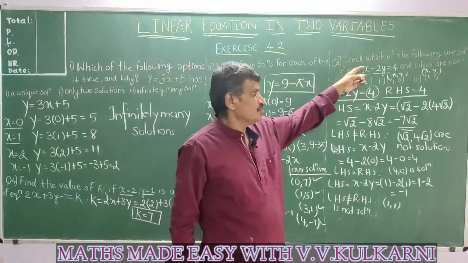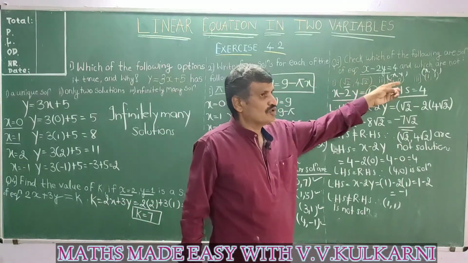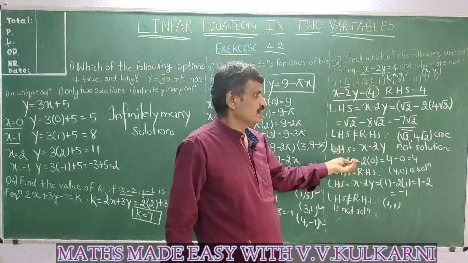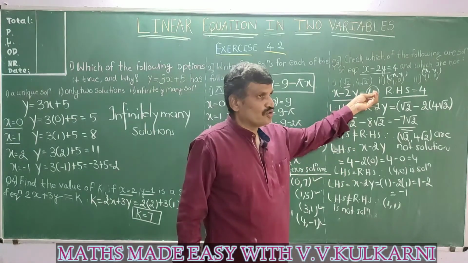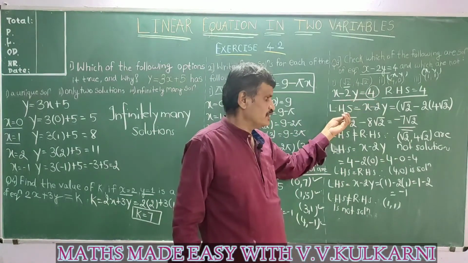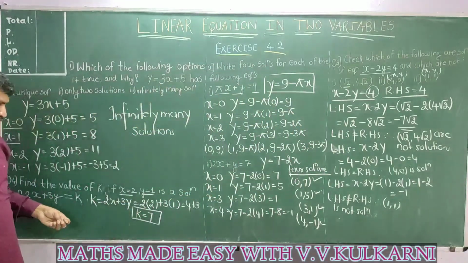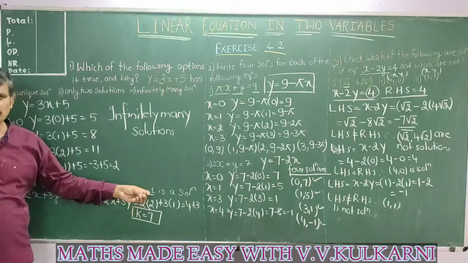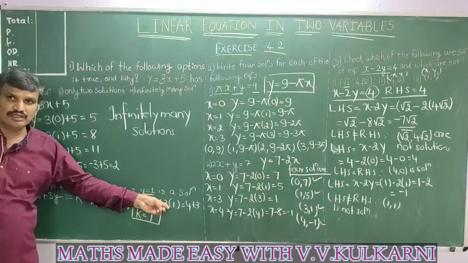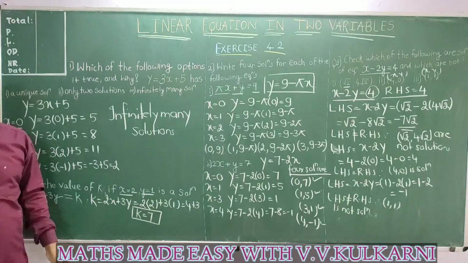One equation is given to you, 3 solutions are there, out of which you have to check the correct one. Very simple children. It should be equal to 4 when you put that value, and if it is not equal to 4, it is not a solution. Finally, the next problem is how to find the value of k. Put the value of x, put the value of y, and then you will get the value of k. That's all.